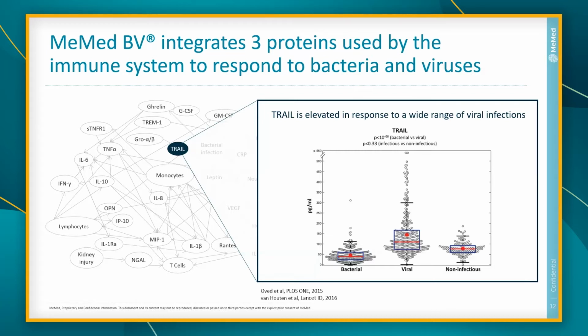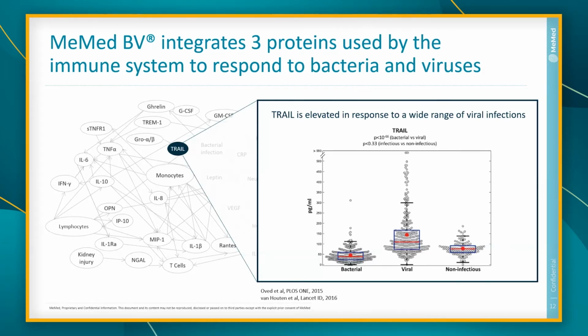The ones here on the left are bacterial infections, the ones in the middle are viral infections. The y-axis is the level of TRAIL in picograms per ml, and you can see that viral infections tend to have higher levels, but it's not a perfect biomarker. There are no perfect biomarkers. So there's an overlap here where the biomarker is less informative.